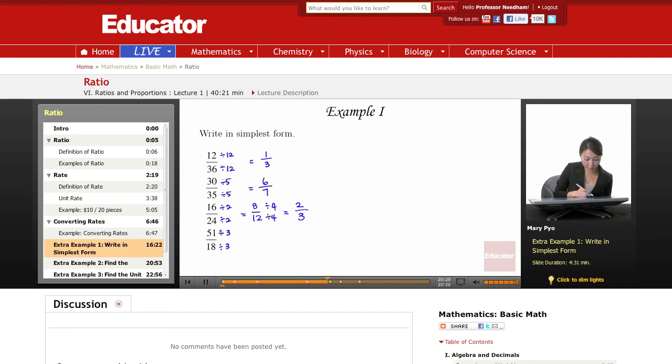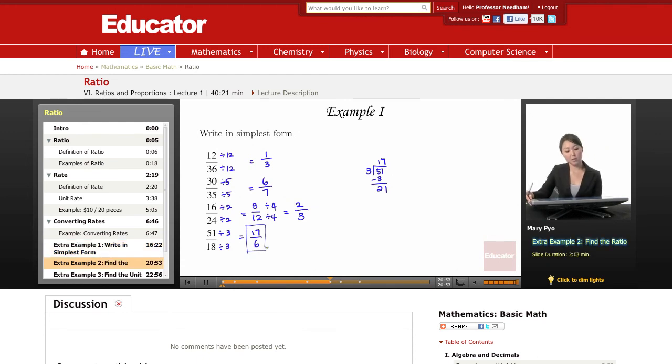So 51 divided by 3. If you don't know what that is, you can always just divide it. Subtract the number, bring this down. So that'll be 17 over, and then 18 divided by 3, so 3 times what equals 18? That is 6. So that would be simplest form. Okay. Next example.